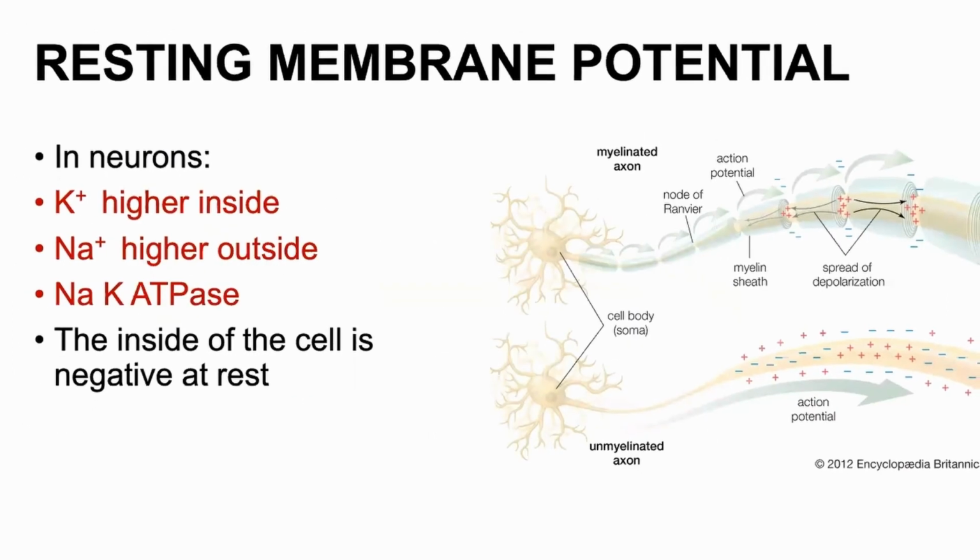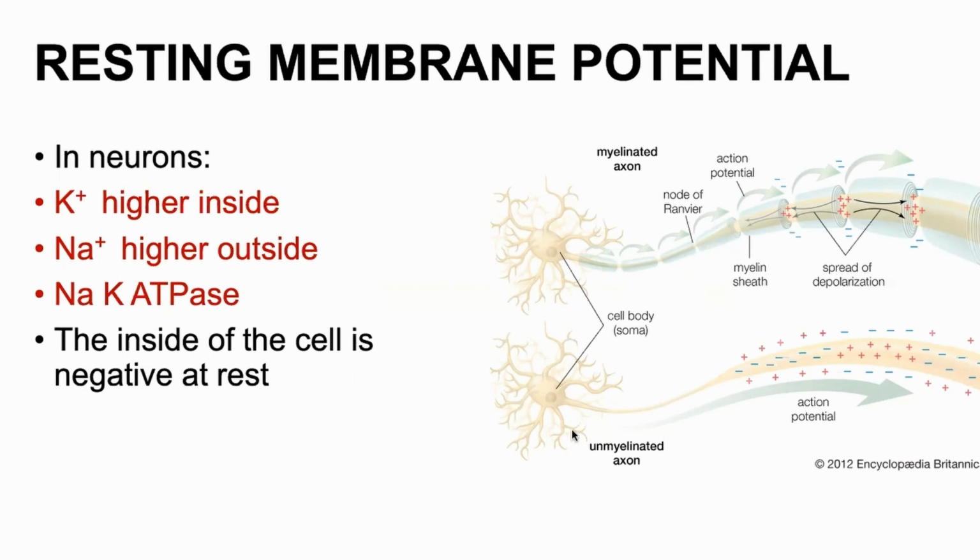In resting membrane potential, we know already that the potassium is higher on the inside, sodium is higher on the outside. The sodium potassium ATPase is what regulates the amount of sodium and potassium, or creates this balance across the cell membrane. So this creates a resting membrane potential. So the inside of the cell is negative at rest.